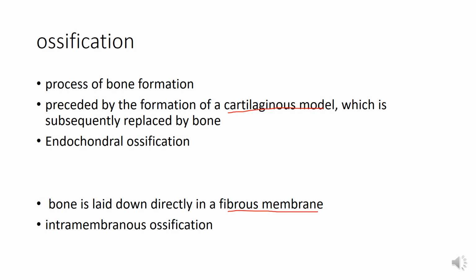So if there is a cartilaginous model, it is endochondral ossification and the bone is a cartilage bone. If it is laid down directly in a fibrous membrane, it is intramembranous ossification and it is a membrane bone. Thank you.